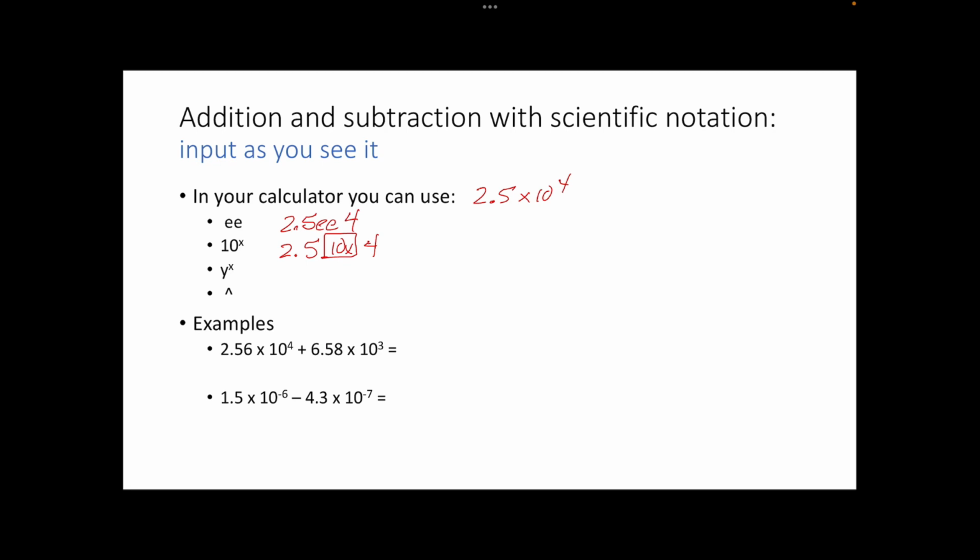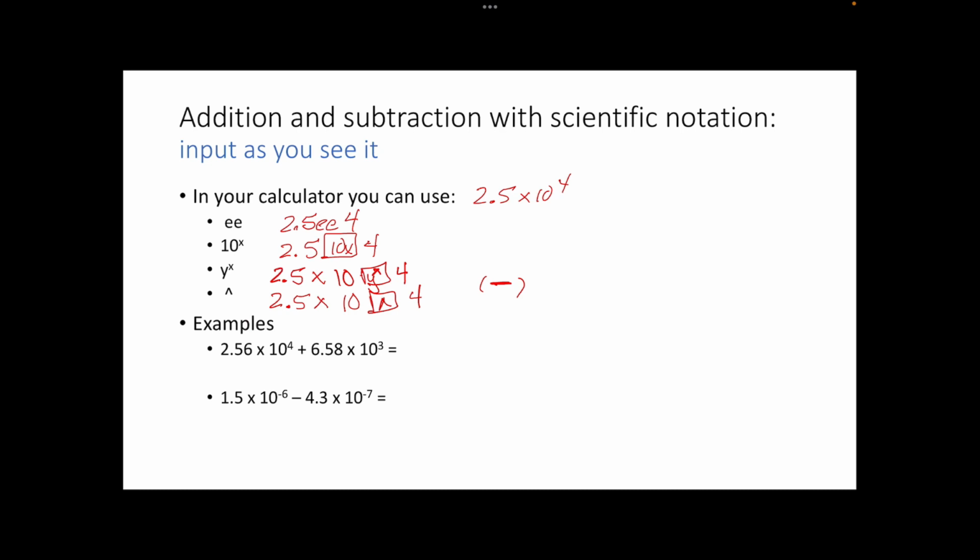If you have a Y to the X, what you would do, 2.5, you would have to push the multiplication button times 10, and then you do the Y to the X button, and then 4. And then lastly, if you have a caret right here, you can write 2.5. You have to do a multiplication times 10, use the caret button, and then 4. So that's how you would input those into your calculator. If it's a negative, you usually just put the negative sign in front of it. I think if you have one of the calculators you need for Algebra 2, you have to actually use the negative with a little parentheses around it instead of the subtraction button.